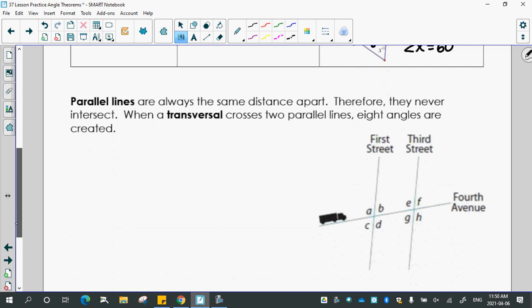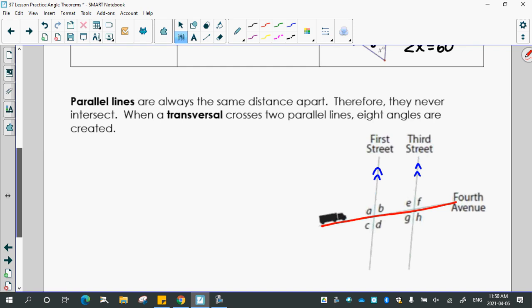Parallel lines are always the same distance apart. Therefore, they never intersect. When a transversal crosses two parallel lines, 8 angles are created. So in this case, 1st Street and 3rd Street are my parallel lines. You show parallel lines with little arrows. Either 1 arrow on each or 2 arrows on each show parallel lines. This would be my transversal, the 4th Avenue.